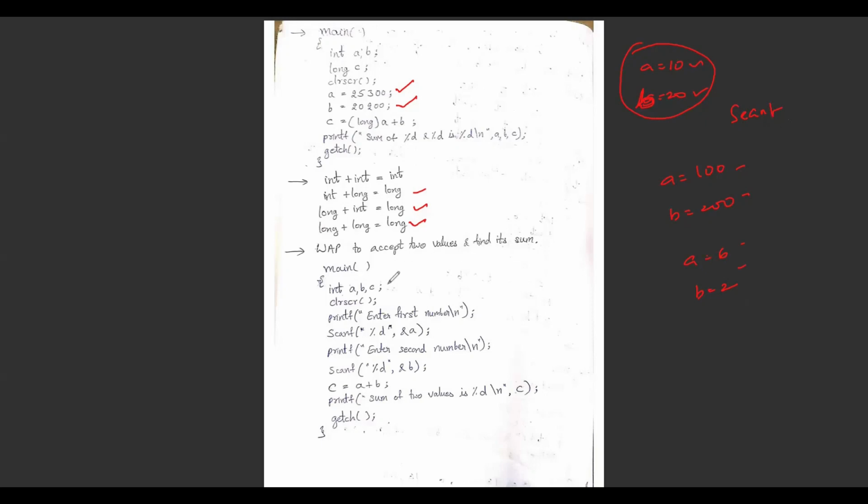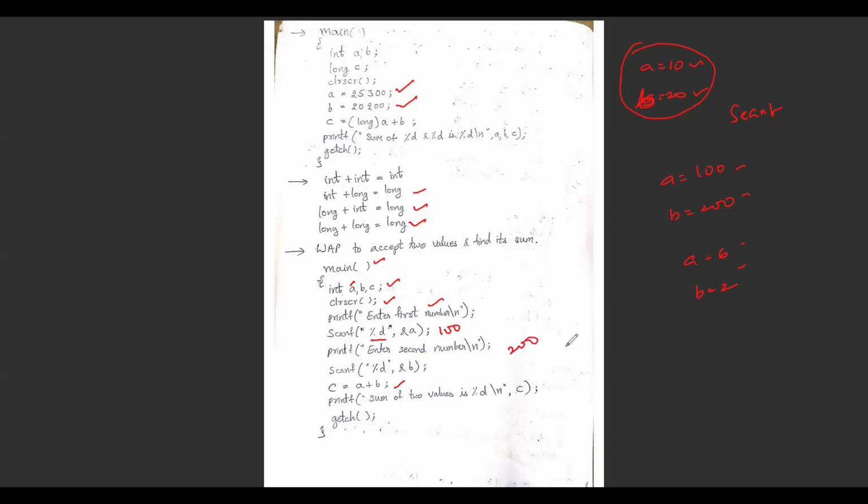Just see here, int a, b, c; clrscr. So main function is common. Enter first number. scanf percent d. A is an integer, right? So you're going to use %d as conversion character and &a. So now system is asking us to enter a value. I'll enter 100. You people will enter 1000. Someone will enter 6. Someone will enter 10. User required values. Then afterwards, enter a second number. I'm going to enter 200.